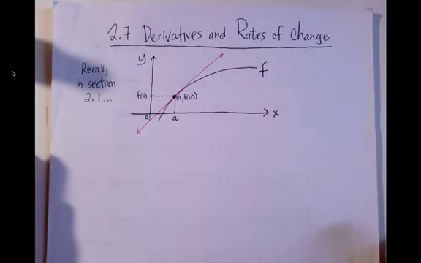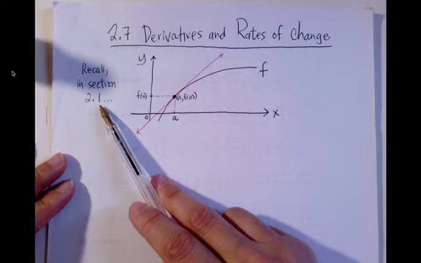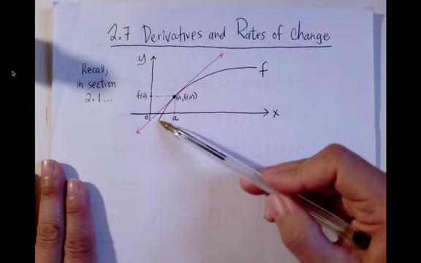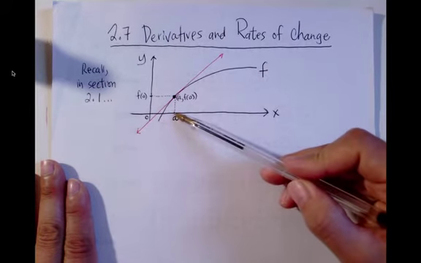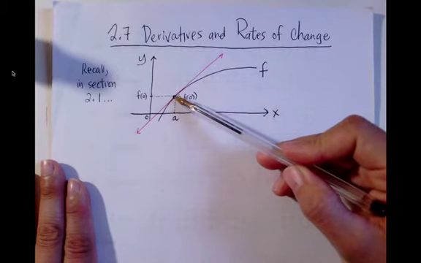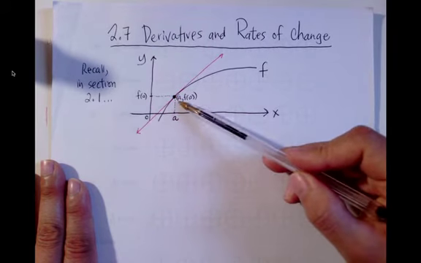Section 2.7 is about derivatives and rates of change. If you recall from section 2.1, we were trying to find the slope of the tangent line. Here I've drawn a graph. Here's my function f. When x is equal to a, this corresponds to a point on the graph of f. There's a tangent line, right here, and you see that it goes through the point a comma f of a.